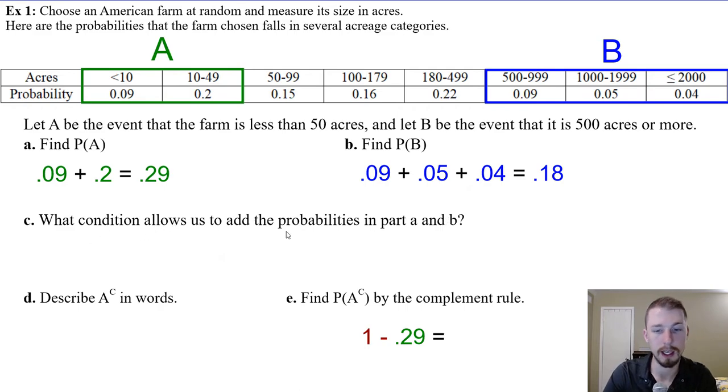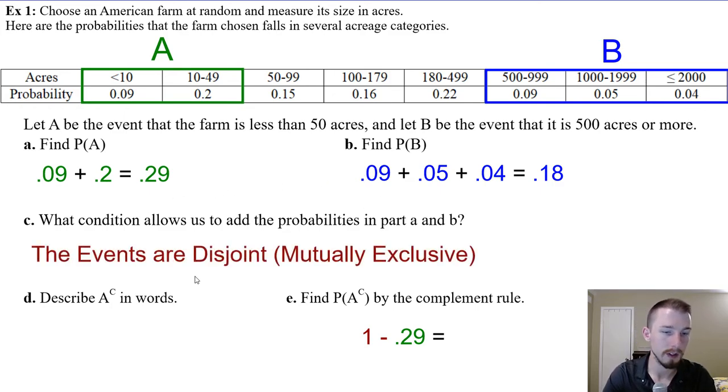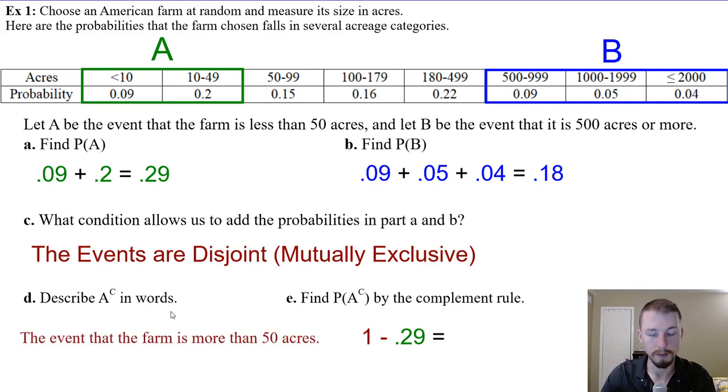What condition allows us to add the probabilities in part A and part B? Well, we can add part A and part B together because those two as well are mutually exclusive. If you're in event A, you can't be in event B because there's no overlap between those two. So the condition is that the events are mutually exclusive, or disjoint. Those mean the same thing. Describe a complement in words. A complement is the event that A does not occur, which means the farm is more than 50 acres.